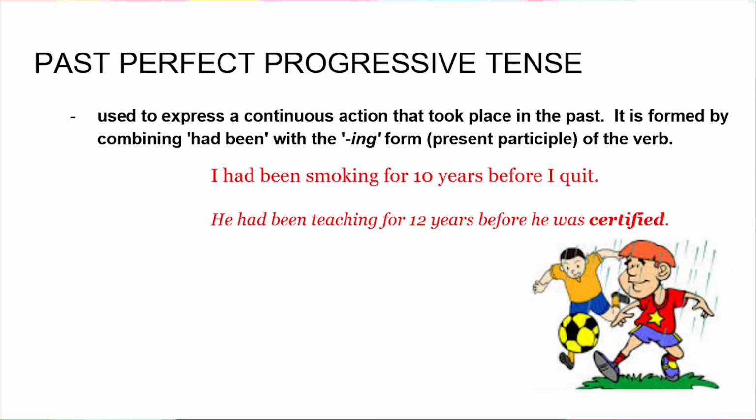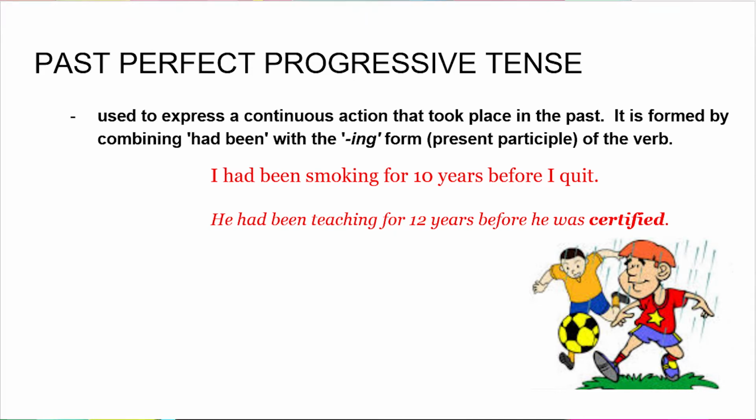And last form of the past tense is what we call the past perfect progressive tense. For the past perfect progressive tense, it is used to express an action or a continuous action that took place in the past. Sa Tagalog, ito ay isang action na tuloy-tuloy na nangyari, pero nangyari iyon nung nakaraan. Okay? It is formed by combining had been with the ing form present participle of the verb.